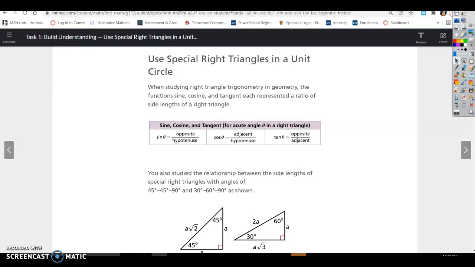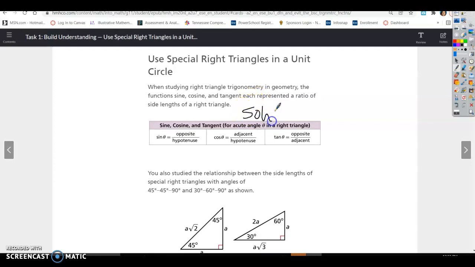So when studying right triangle trigonometry and geometry, the functions sine, cosine, and tangent each represented a ratio of side lengths of a right triangle. All right, so remember, sine is opposite over hypotenuse, cosine is adjacent over hypotenuse, tangent is opposite over adjacent. Some of you guys may have learned it as SOHCAHTOA.